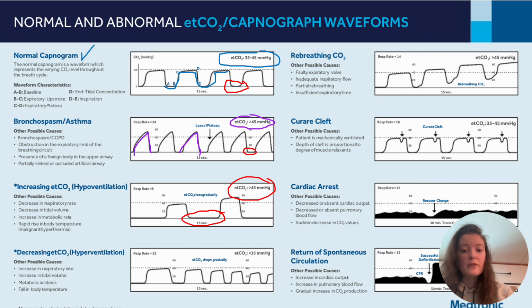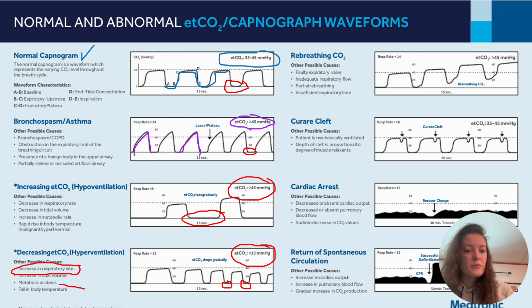Next, we have the hyperventilation. Your end tidal CO2 is going to be less than 35. And you can see here how the time between breaths is very short. They're breathing in, they're not blowing off that CO2. And of course it says over here, increase in respiratory rate. It can also mean increase in tidal volume. Metabolic acidosis, that's a good one for DKA.